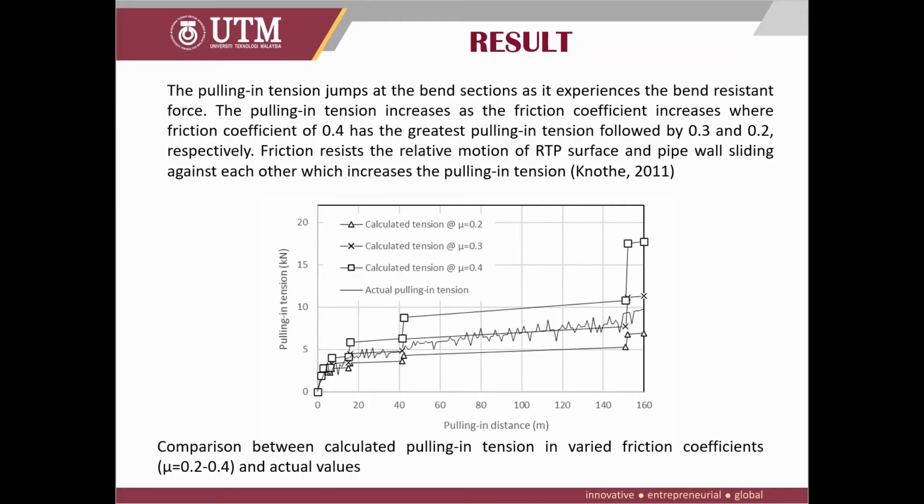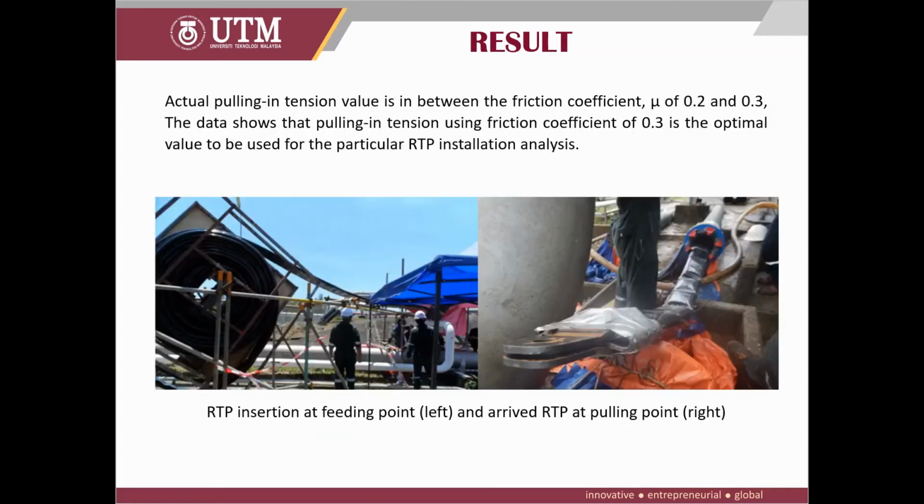The figure below shows the comparison between the calculated pulling tension in varied friction coefficients between 0.2 to 0.4 and the actual values. Furthermore, the actual pulling tension values are in between the friction coefficients of 0.2 and 0.3. The data shows that pulling tension using a friction coefficient of 0.3 is the optimal value to be used for this particular RTP installation analysis. The figure below shows the RTP insertion at the feeding point on the left side and the arrived RTP pulling point at the right side.